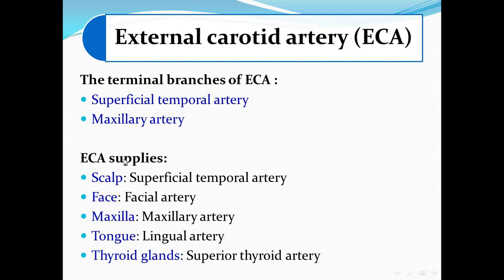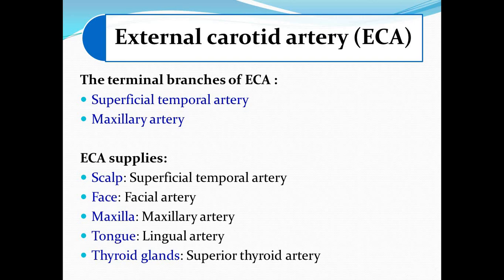The external carotid artery then supplies all of these areas, although it's not limited to this, but these are the main supply of these structures. So the scalp is supplied mainly by the superficial temporal artery.